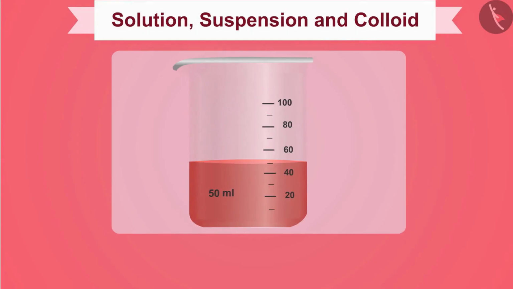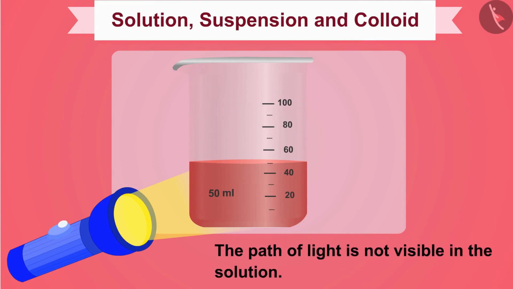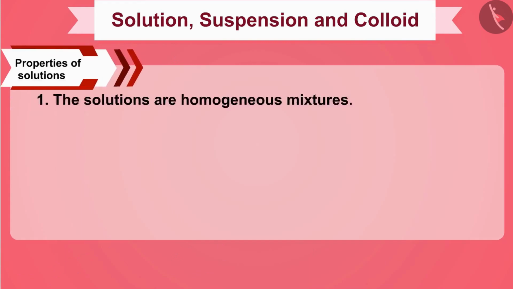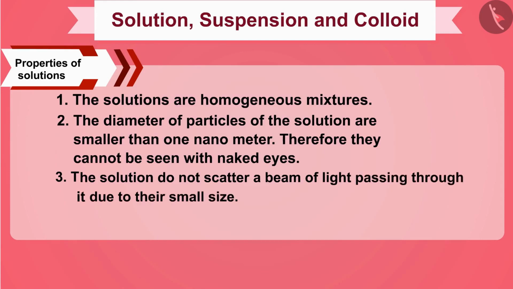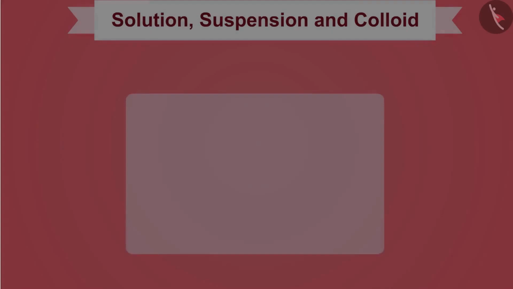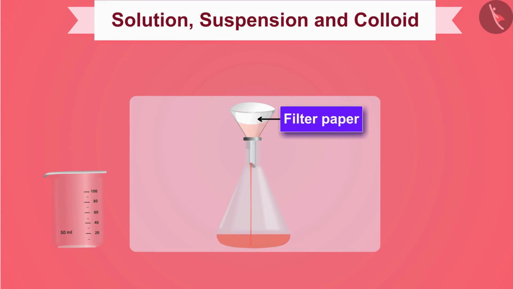If we try to cross the beam of light in this beaker with the help of a torch, what do you see? Yes. You can see that the path of light is not visible in the solution. This happens because the particles of the solution do not scatter a beam of light passing through it due to their small size. Try separating iodine from this tincture of iodine solution using a filter paper.